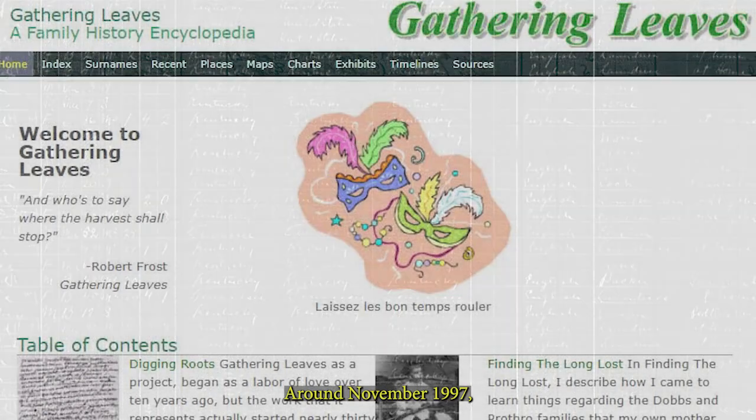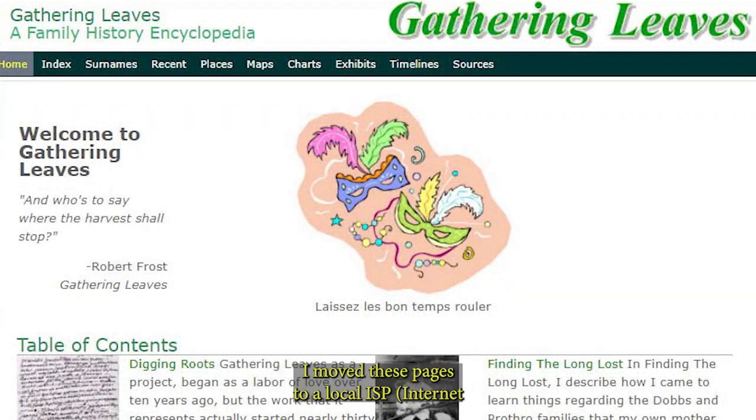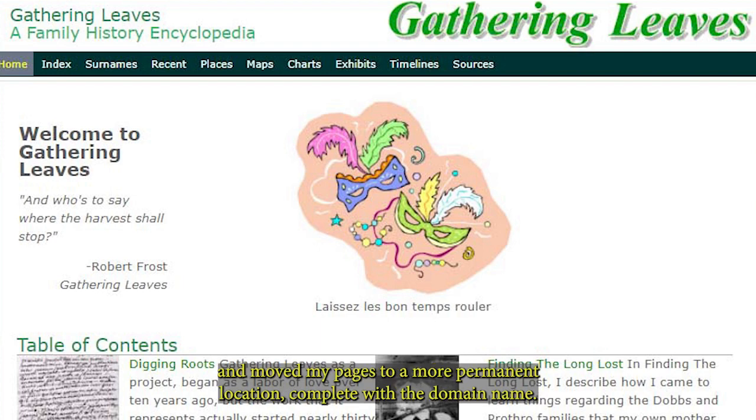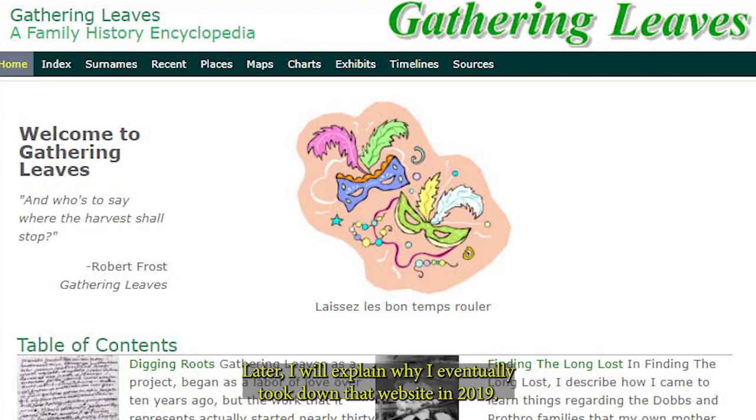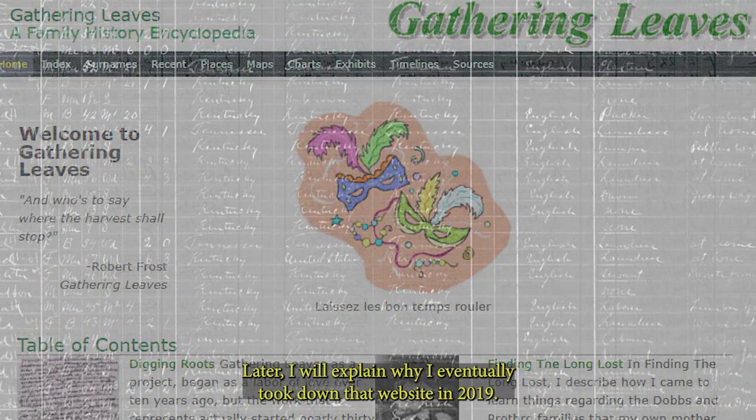Around November 1997, I moved these pages to a local ISP, Internet Service Provider, and I remained there until December 2000. I was limited to a tiny amount of space at this site. Because of this, I constantly had to move things around. In March 2001, I contracted with an IPP, Internet Presence Provider, and moved my pages to a more permanent location, complete with a domain name. Later, I will explain why I eventually took down that website in 2019.